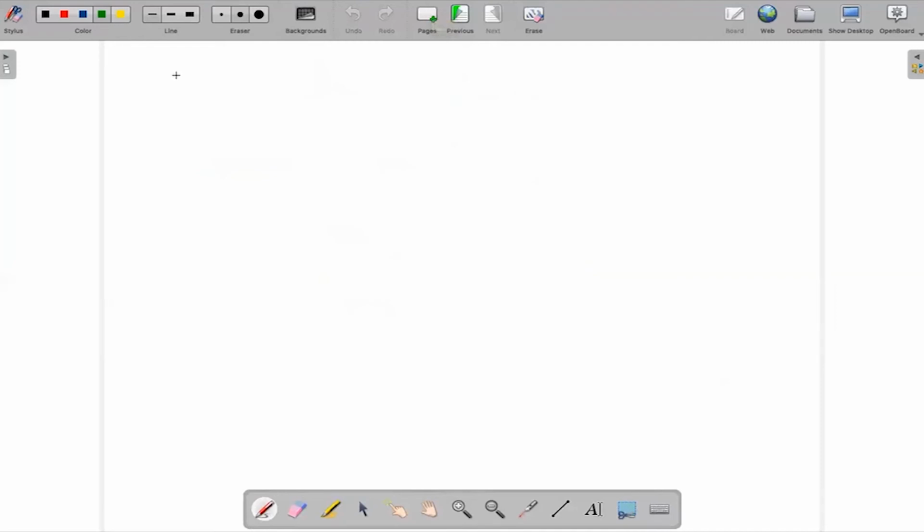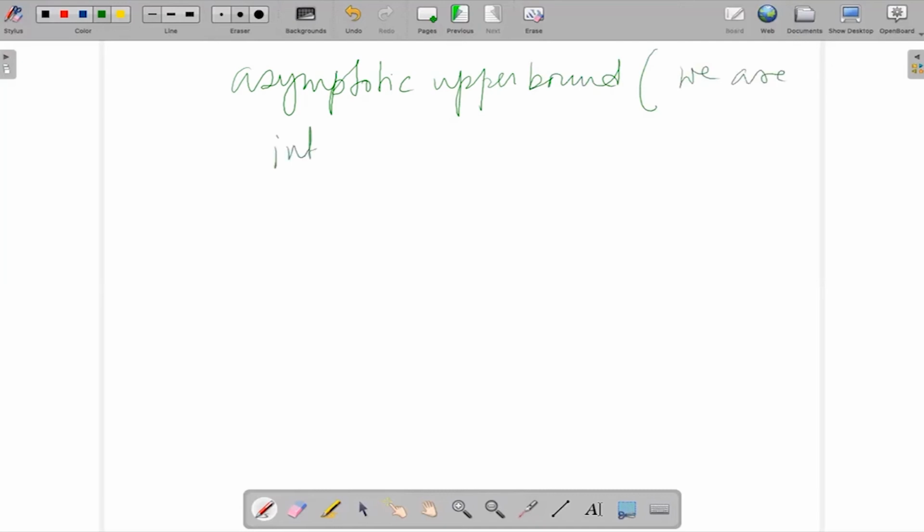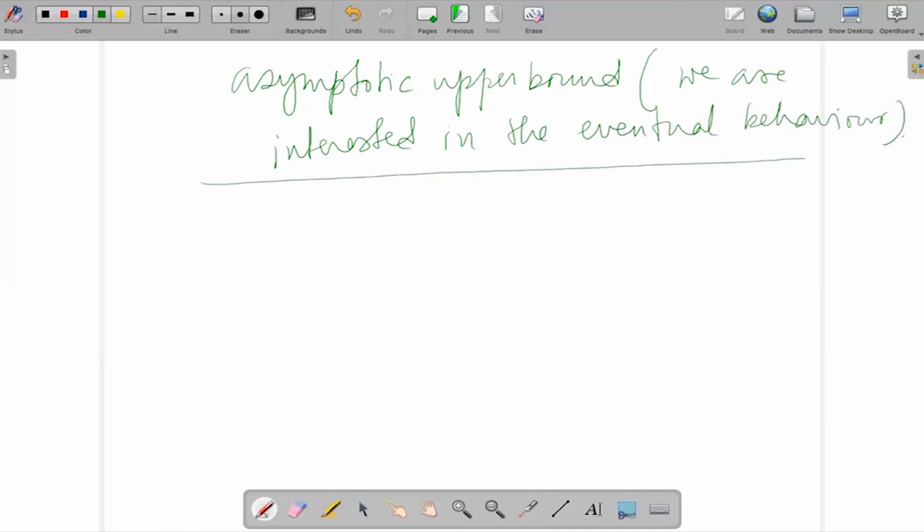So since we are interested in the eventual behavior, the upper bound that we studied is in general called the asymptotic upper bound. Okay, this means that we are interested in the eventual behavior. Just as asymptotic upper bound, we have a similar concept called the asymptotic lower bound. Okay, let us now define the asymptotic lower bound.